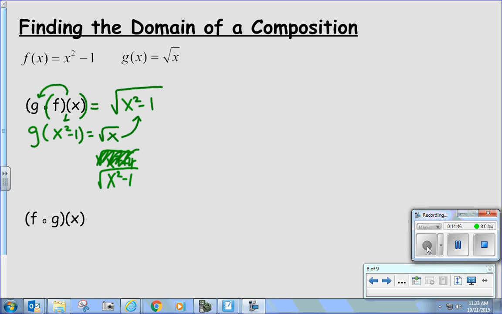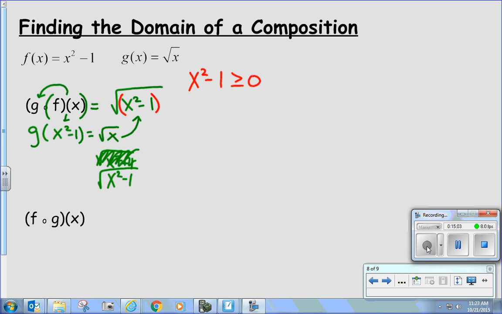All right. So, the domain. The domain for radicals tells us what? What can or cannot be under the radical? Right. This expression cannot be negative. It can be 0. It can be bigger. It just can't be negative. So we write that this way. X squared minus 1 has to be greater than or equal to 0.